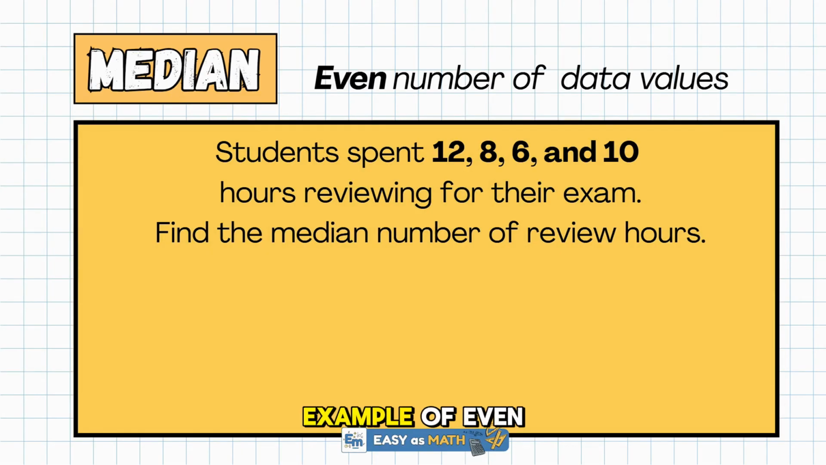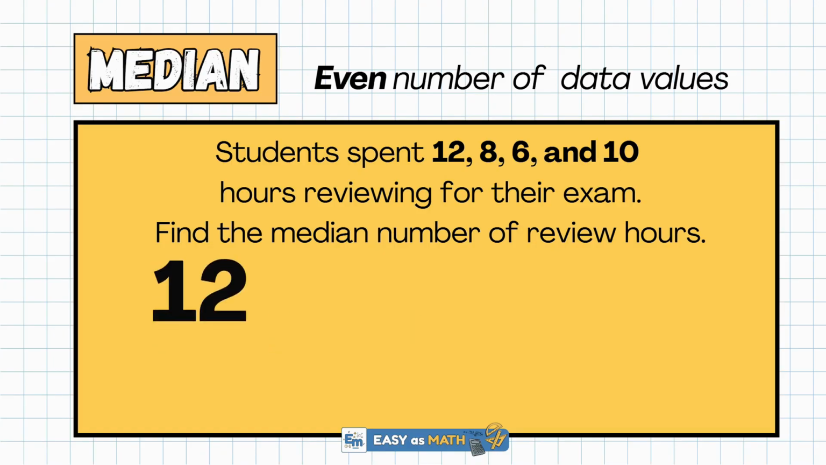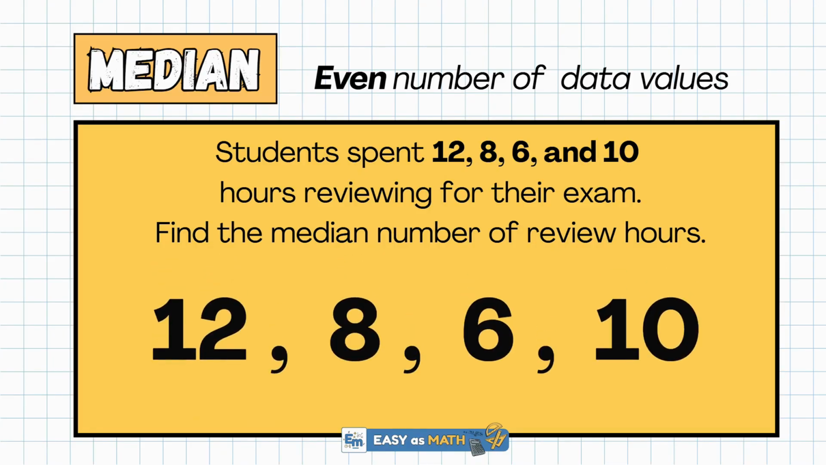Next is an example of an even number of values. Students spent 12, 8, 6, and 10 hours reviewing for their exam. Find the median number of review hours. Again, the values are 12, 8, 6, and 10.